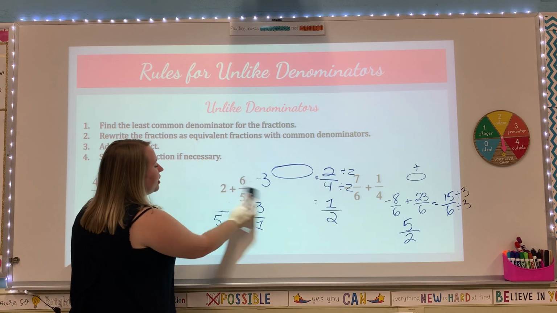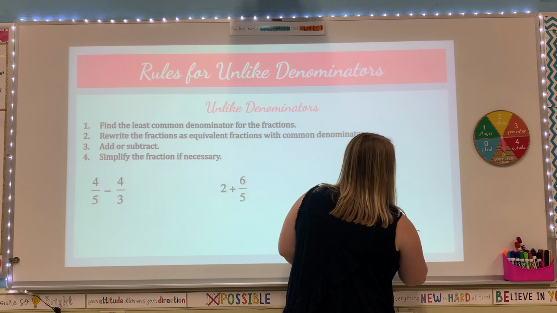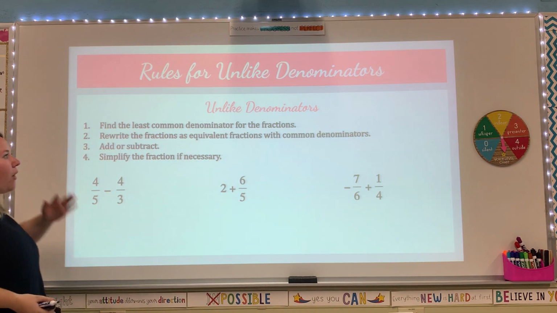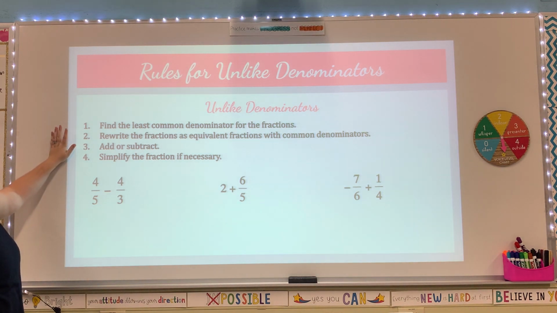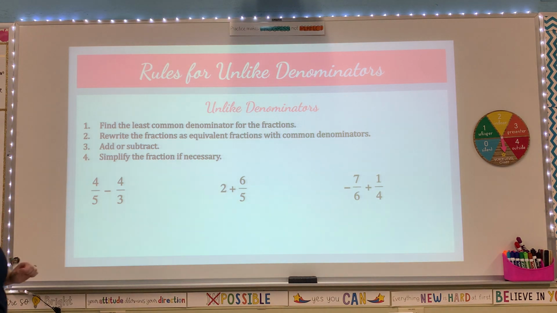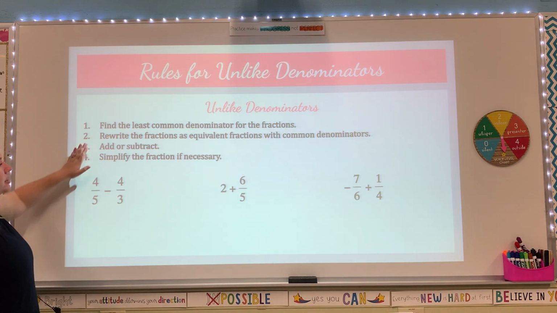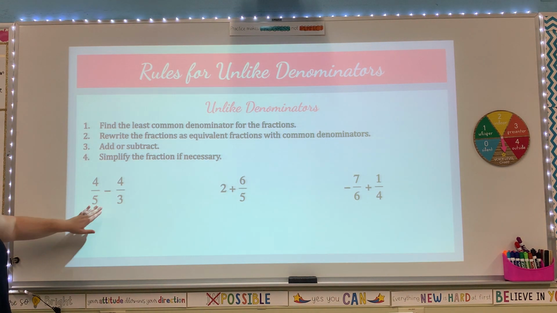The next thing we're going to look at is what happens if we have unlike denominators, meaning they are two different numbers. So according to our instructions, we're going to find the least common denominator for the fractions. We are then going to rewrite the fractions as equivalent fractions with common denominators, add or subtract, and then simplify the fraction if necessary. So looking at our first example, my denominators are 5 and 3.